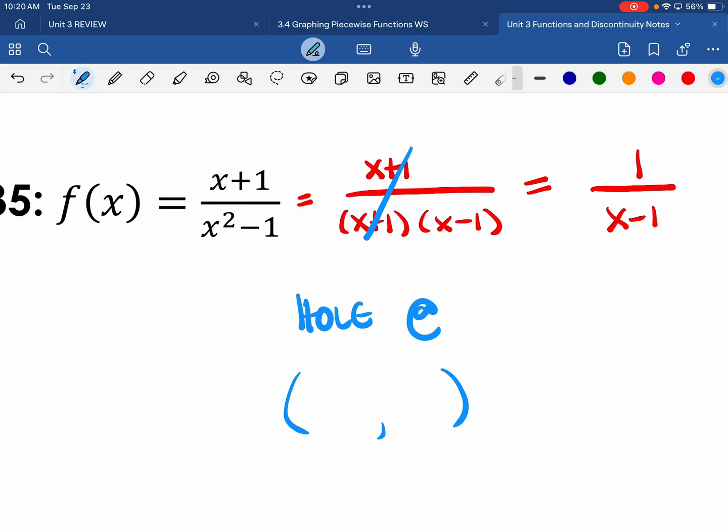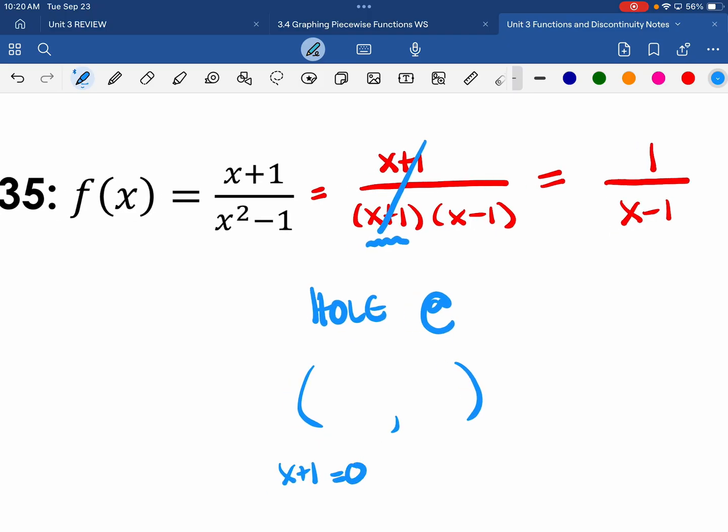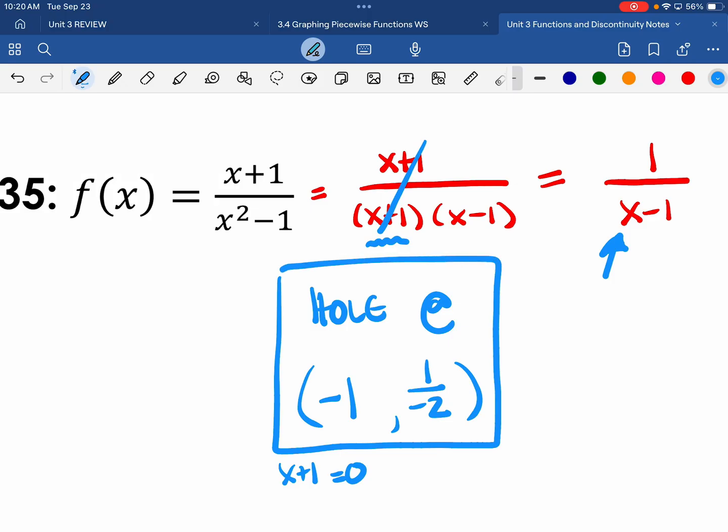All right, for the x value of the hole, whatever you canceled, x plus 1, we're going to set that equal to 0. So what would the x value be? -1. And then we're going to take that x value, we're going to plug it back into what's left. -2. Where's it, though? It's in the bottom. And we still have that understood 1 on top. So the y value would be -1/2. All right, so yay, I found my hole.